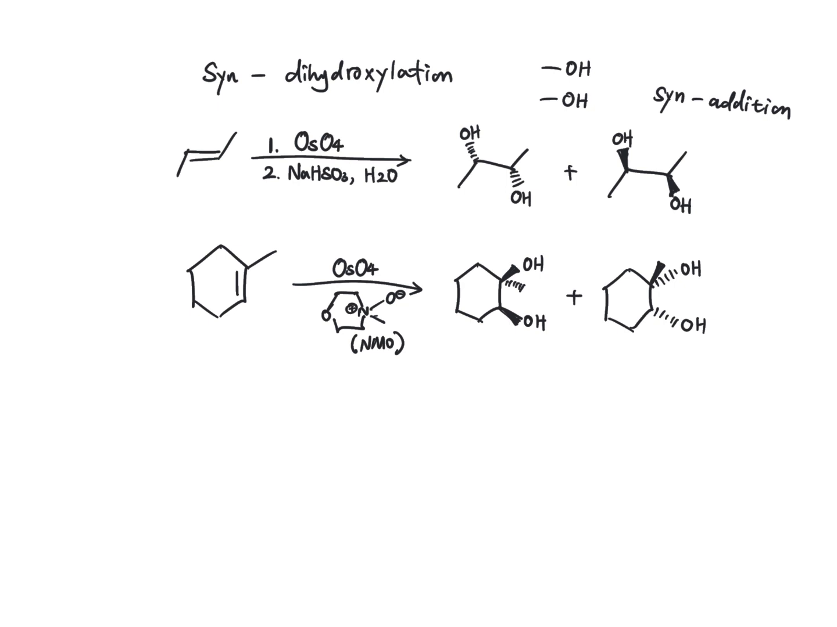And the same thing, for the syn addition, you can also use osmium tetroxide, and sometimes people will use an alkyl peroxide. For example, this is tert-butoxide, and that also will work.